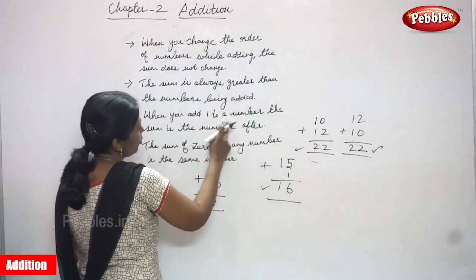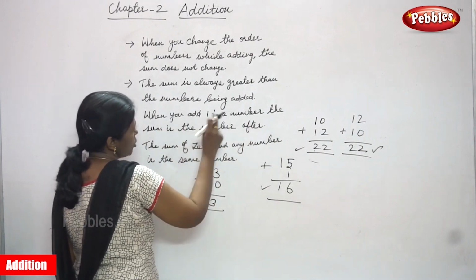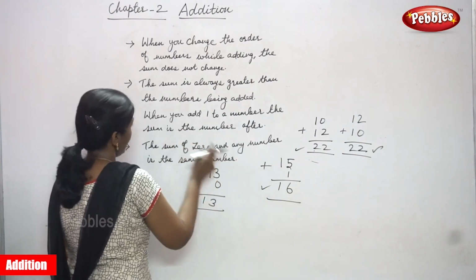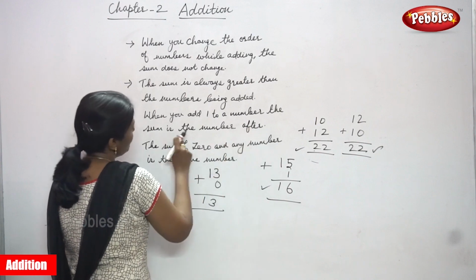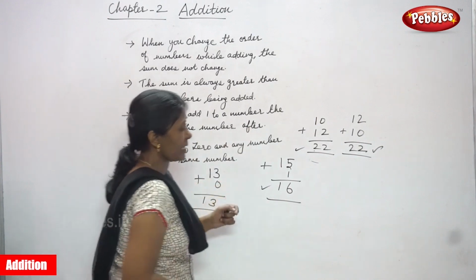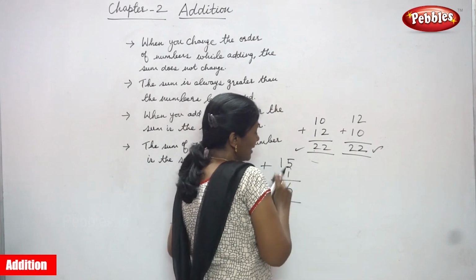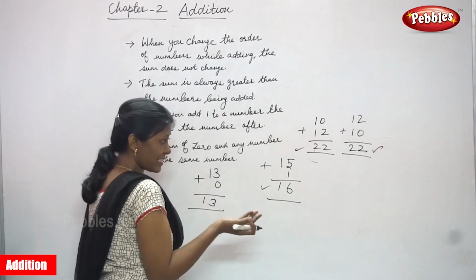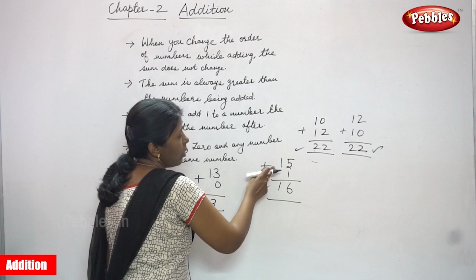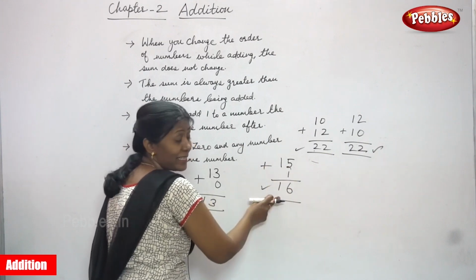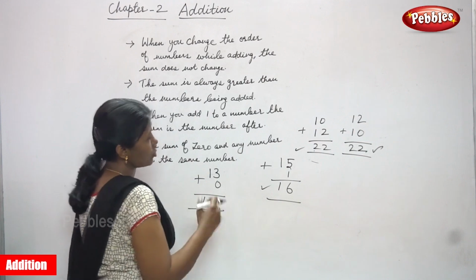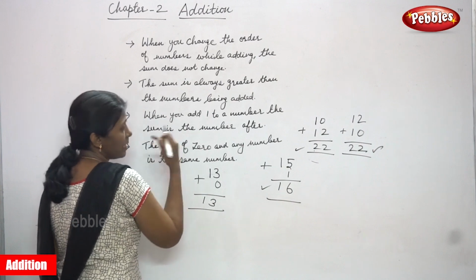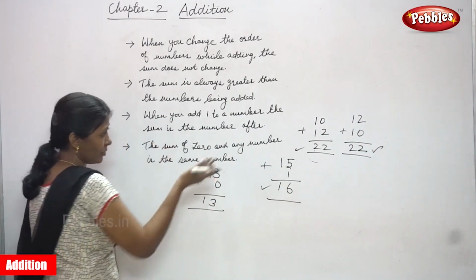The third one is, when you add 1 to a number, the sum is the number after. I'll repeat, when you add 1 to a number, the sum is the number after. I've taken the example 15. I'm adding 1, you get the next number, that is 16. So when you add 1 to a number, the total is the number after. That means you get the next number of the particular number.